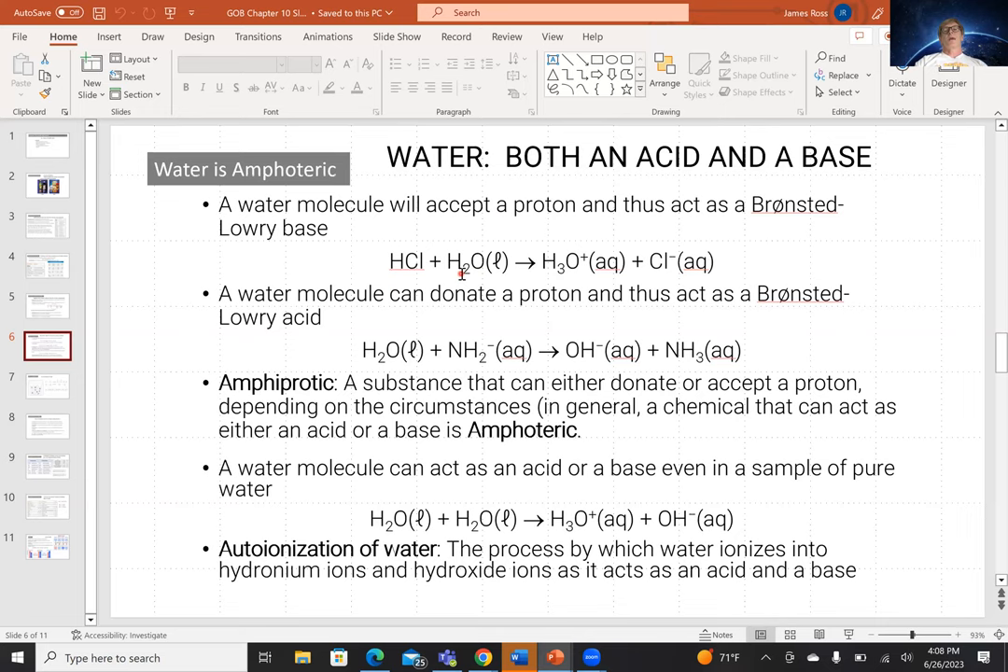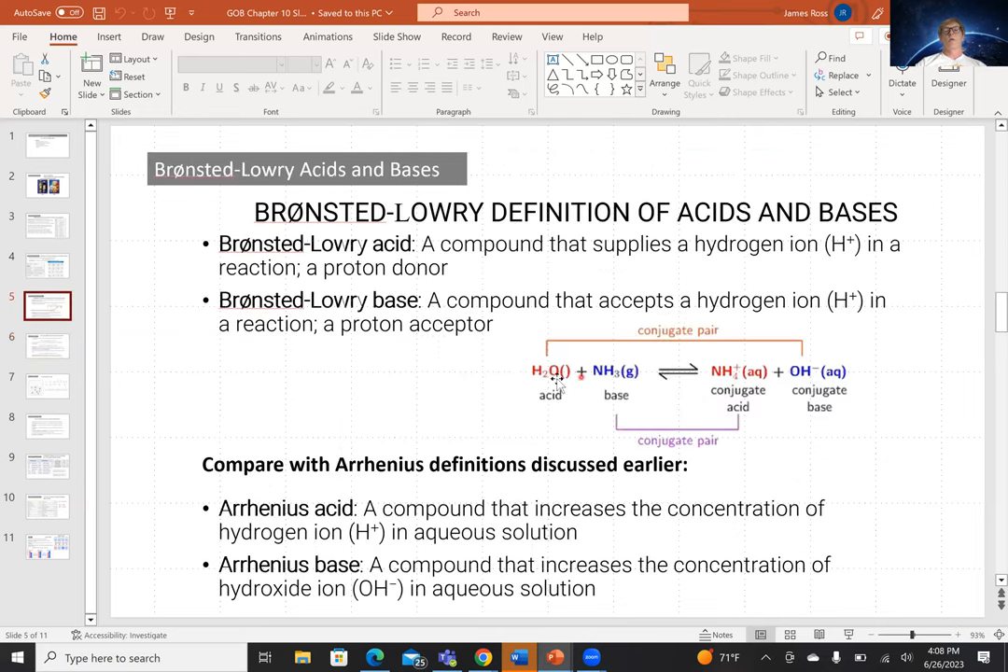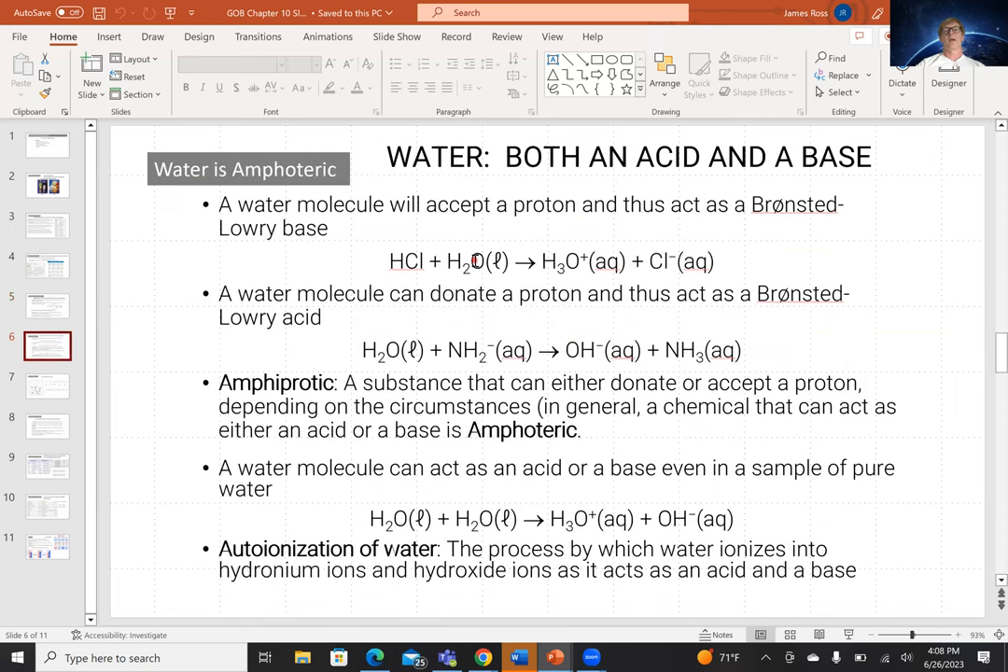So we saw in the previous slide that water was behaving as an acid. Now water is behaving as a base. So here oxygen has two protons, but now oxygen has three protons. So oxygen here in water is accepting a proton, it's acting like a base. So it can be an acid and a base depending on its environment.